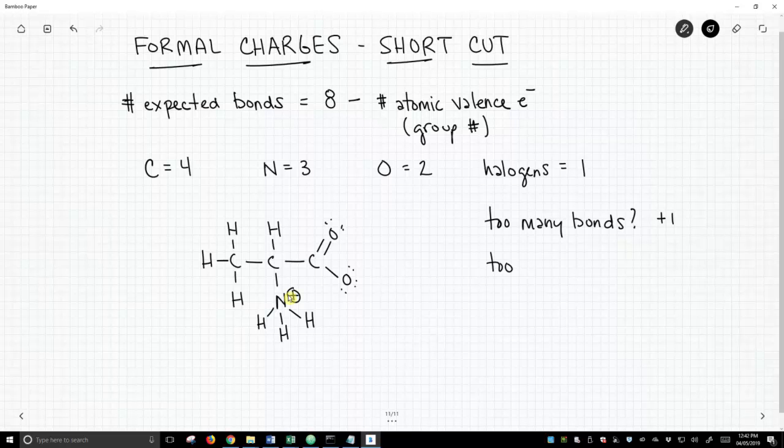And of course, the opposite is true. If we have too few bonds, we're going to have a negative charge. And normally it's 1 too few bonds, so it'll be a -1.